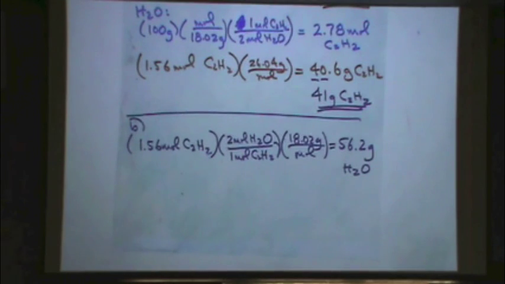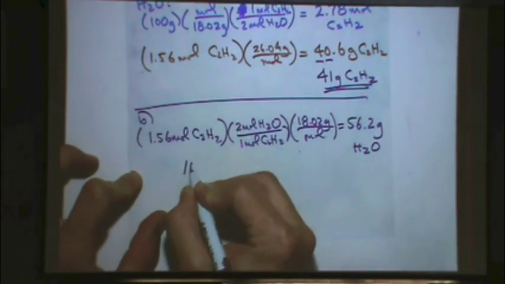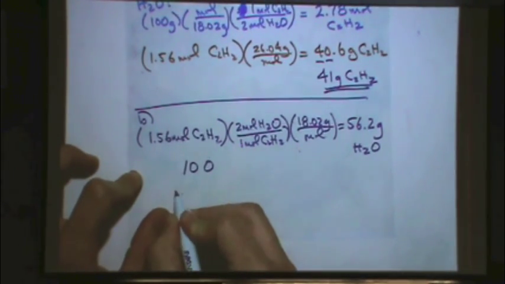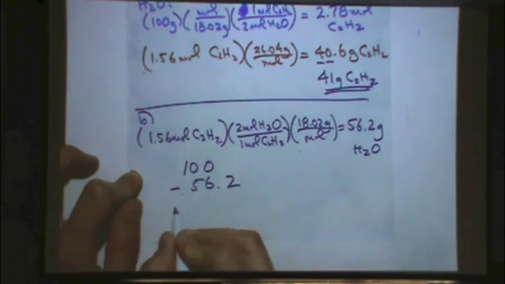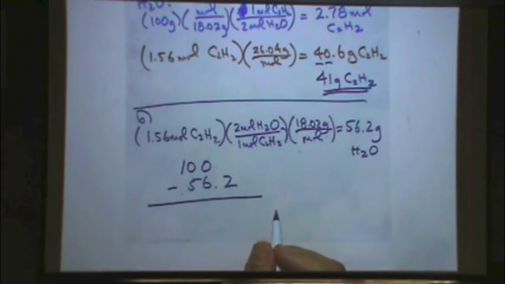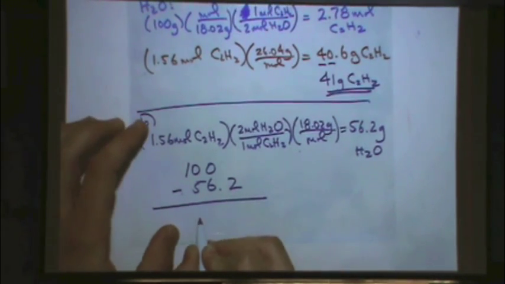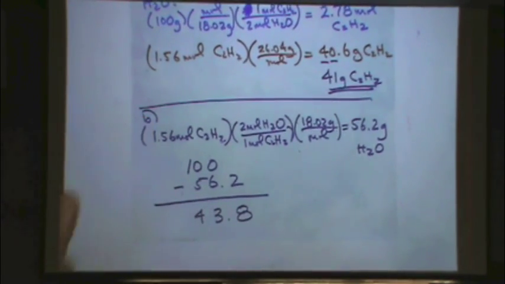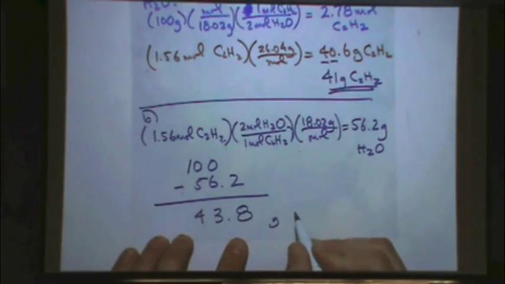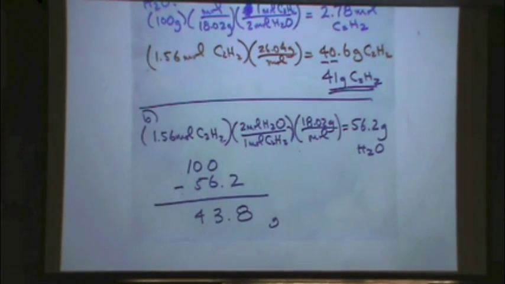So part B wants us to find out the amount that remains. This is the amount that I used. So what I need to do is go 100 minus 56.2. Okay? And we'll hold on to sig figs for just a second. This is 43.8. Okay? And this is going to be grams remaining. This is what I did not use.